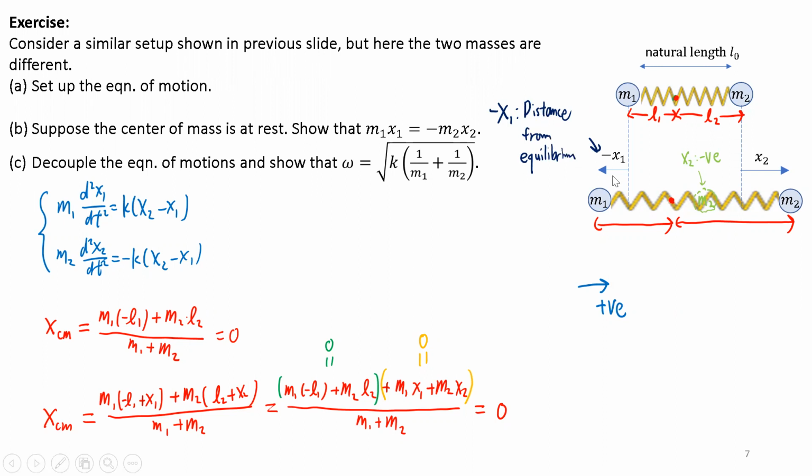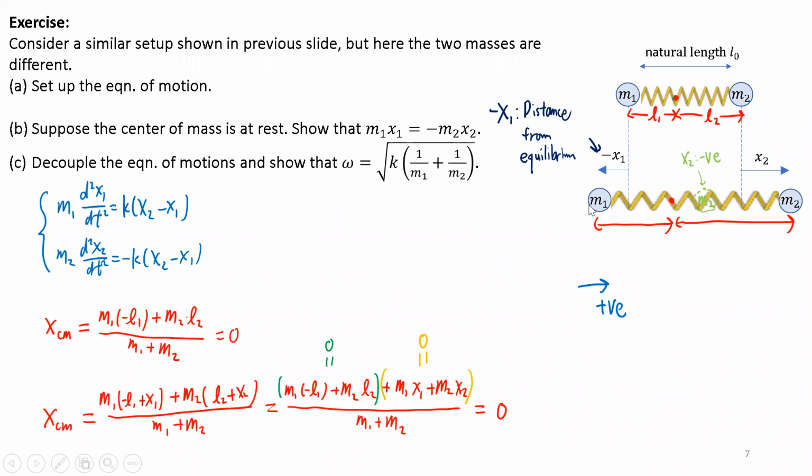So minus x1 in this case, not the displacement, but the distance. The distance from the equilibrium. But why do we care about the distance? It's because we want to know whether the spring is stretched or compressed. So what we would need is the distance between the two particles.